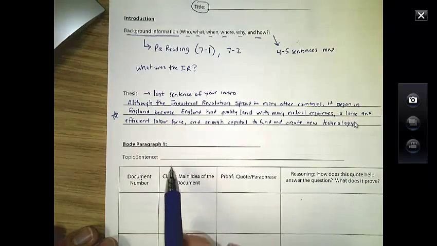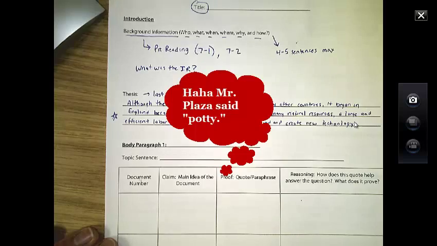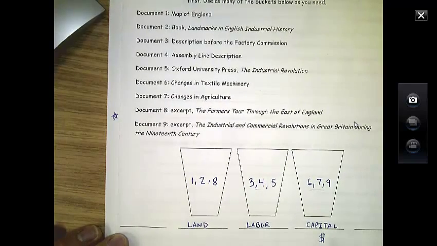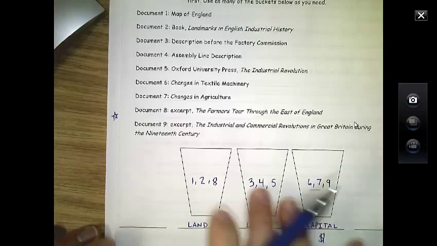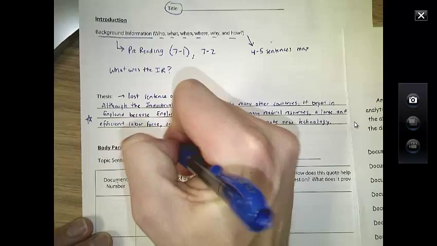Each of your body paragraphs are going to be relating to a different bucket that we just discussed. So if we go back to our buckets, we said that we're going to categorize our documents into land, labor, and capital. So our first paragraph is going to be our land paragraph.